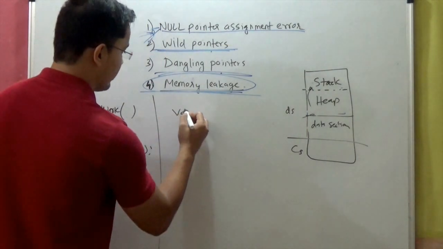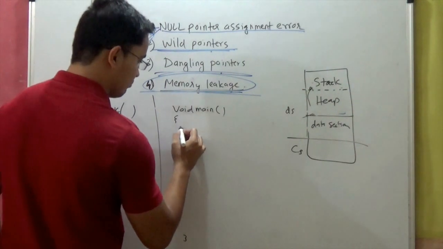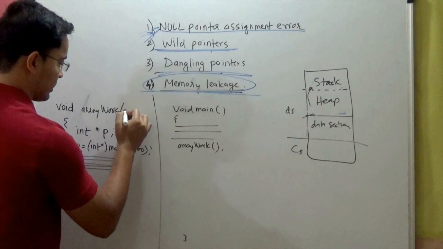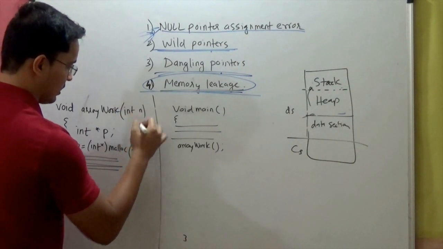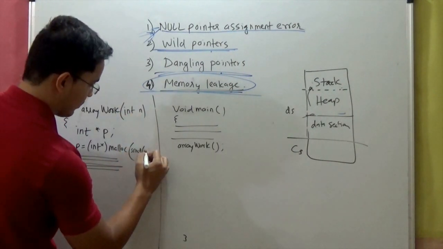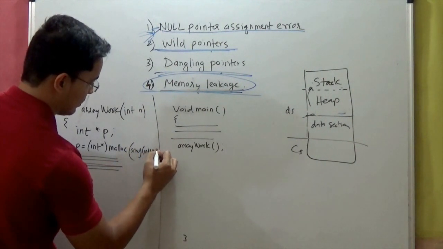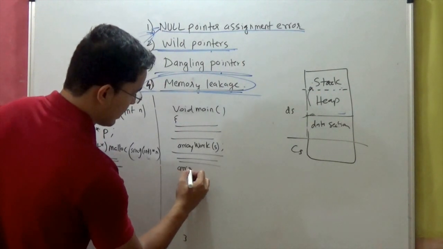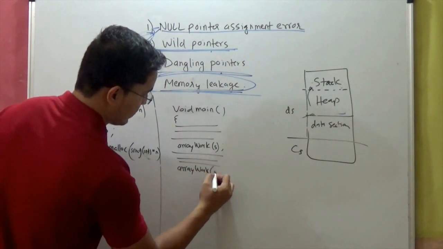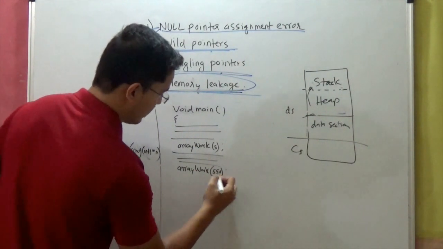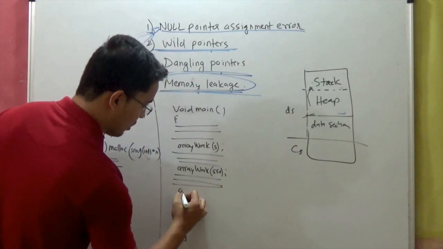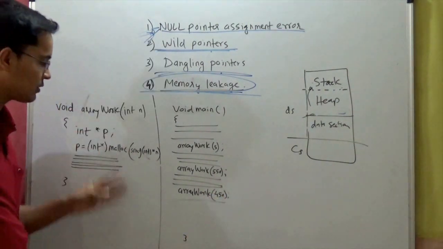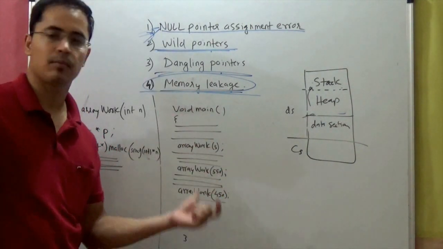Now, in the void main, we had lots of other code, right? So there was one call here, right? Let's give it a size, integer n. And we'll say sizeof(int) * n, right? And then we had another call to array work for, let's say, 550, right? And then another call to array work for, let's say, 450. We are going to need this functionality a few times in our main program, right?